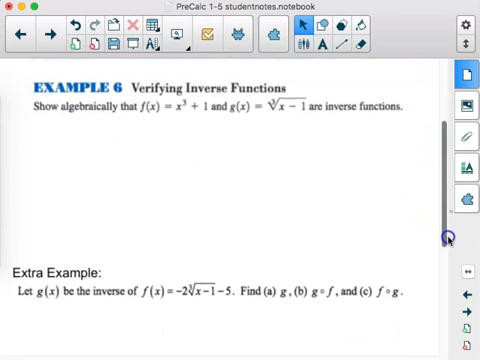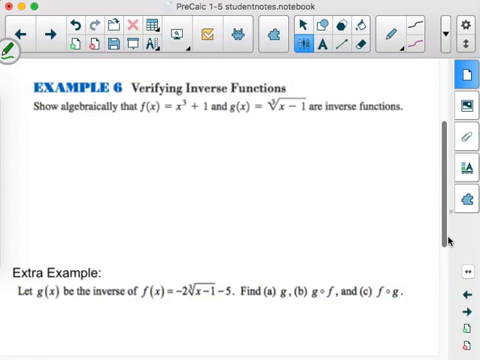So this one, I know you didn't do any that were this complicated. Oh, for the extra example, you saw some of these. You did do things like this. This is verifying inverse functions up here. It says show algebraically that f of x equals x cubed plus 1 and g of x equals the cube root of x minus 1 are inverse functions.